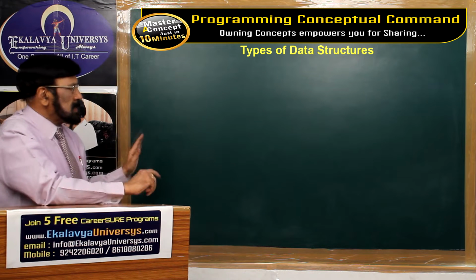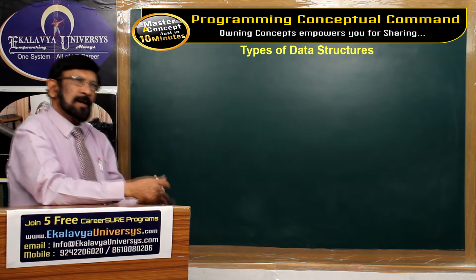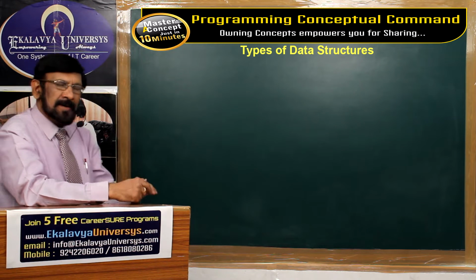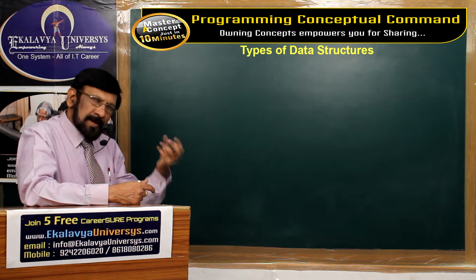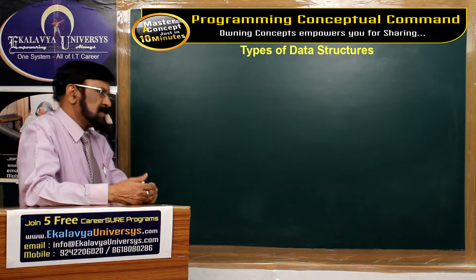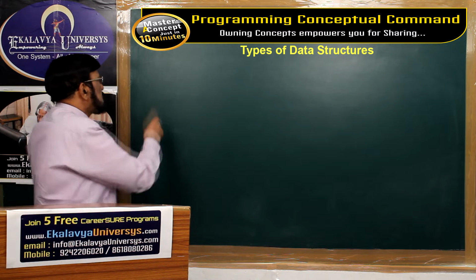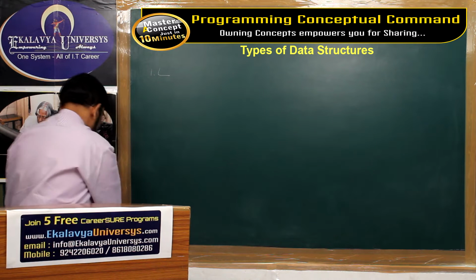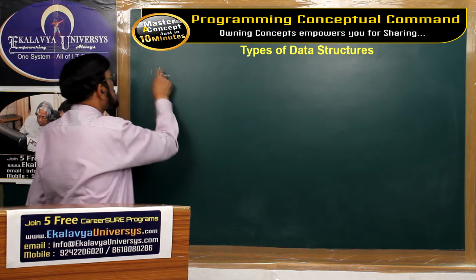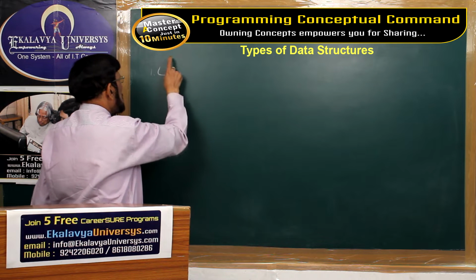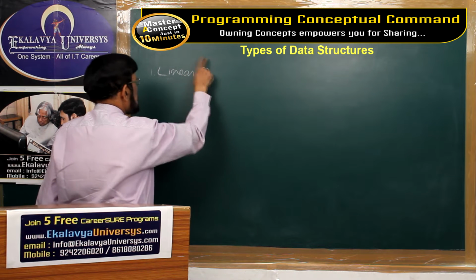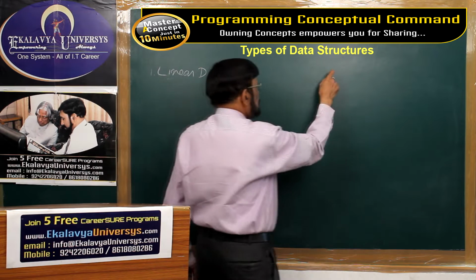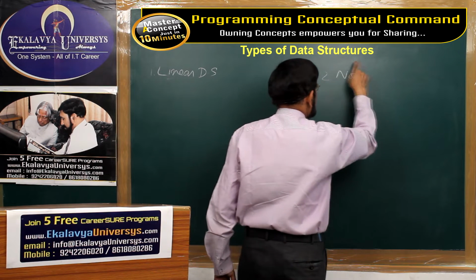Now, I explain the classification. By that, you can understand the basic understanding of a data structure and its characteristics. First, we can classify data structures in two types. The first one is linear data structures. Second one, non-linear data structures.